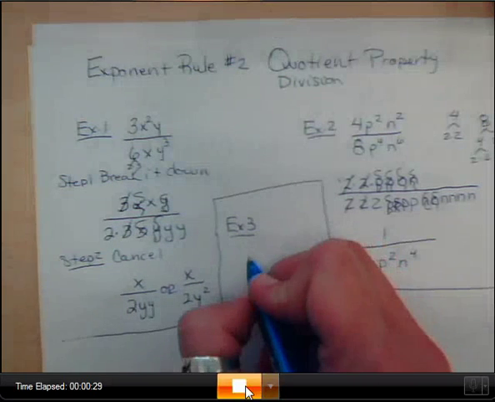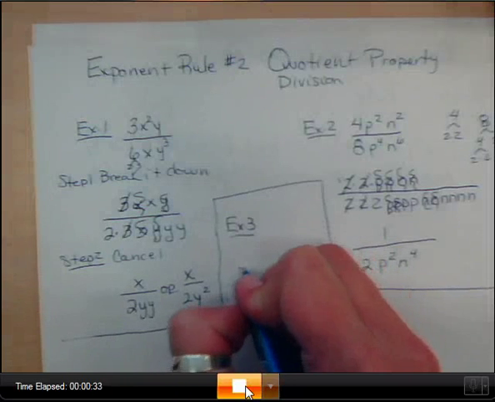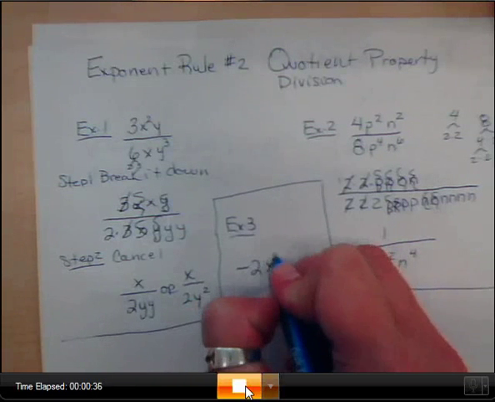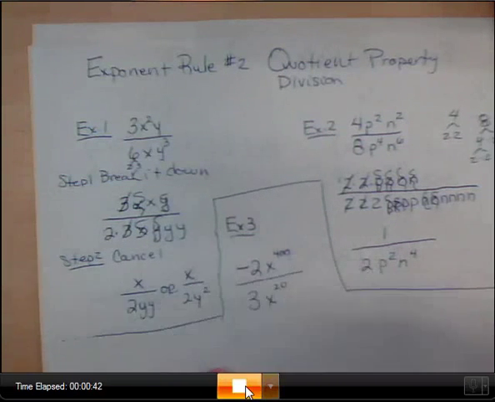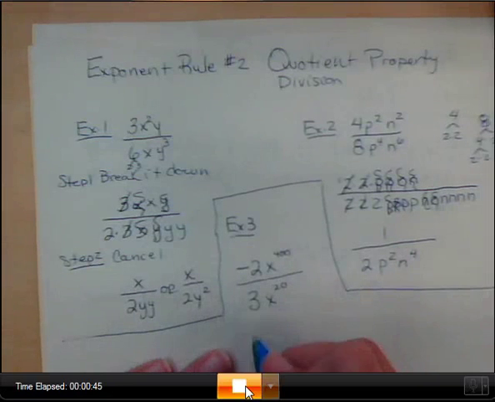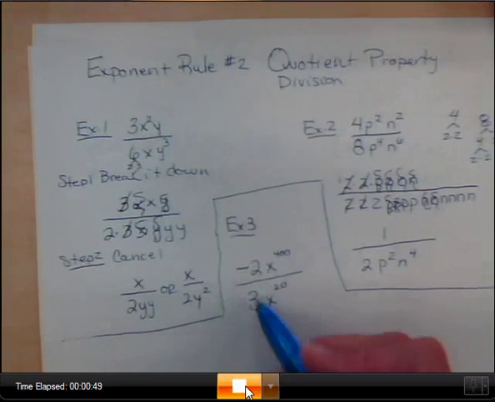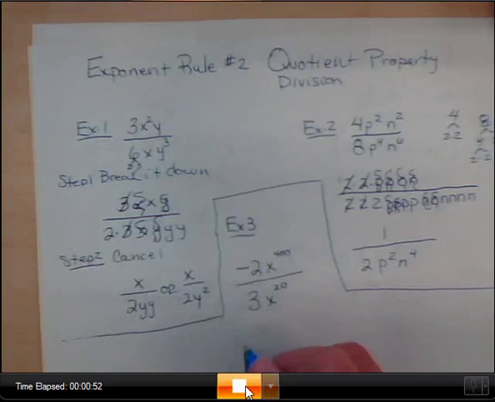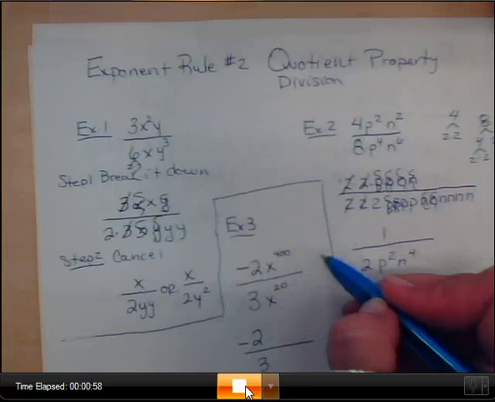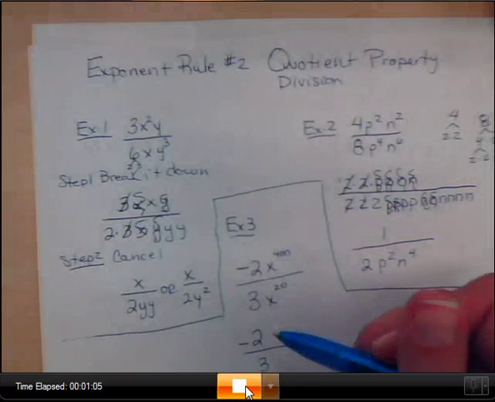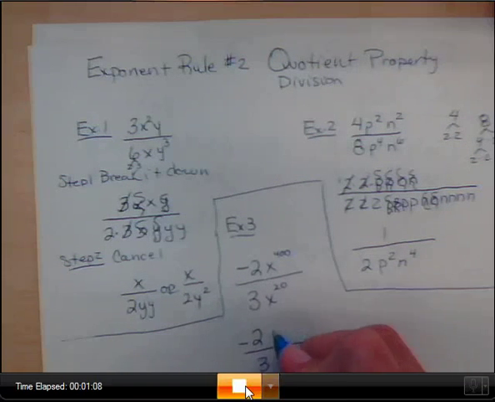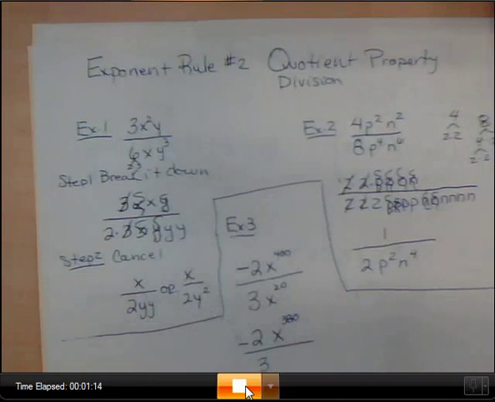So let's go with something that looks like this. We have negative 2, and we have x to the 400 divided by 3x to the 20. So if we think about how this guy would be written out, well, 2 doesn't break down to really anything. 3 doesn't break down to anything. So those aren't going to change. However, if I wrote 400 x's out, and I had 20 x's down here, those 20 x's will cancel with 20 x's in the numerator, and that's going to leave me with x to the 380th. So I would have 380 x's up there.